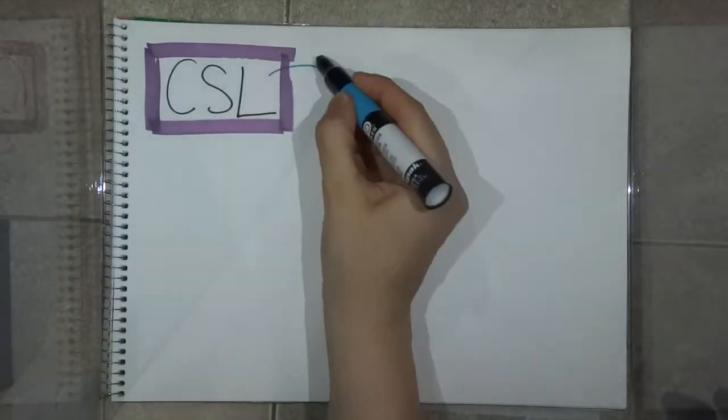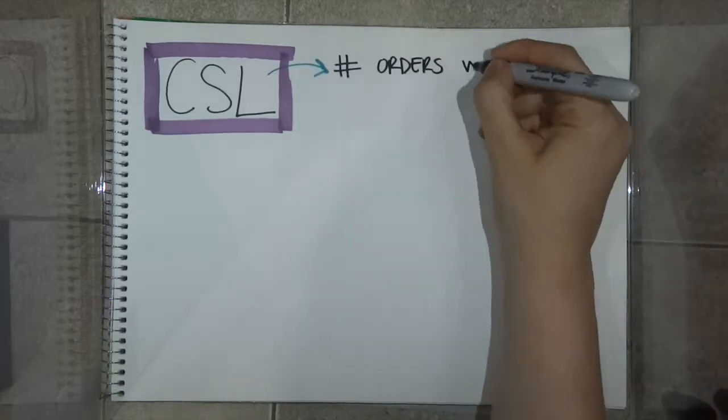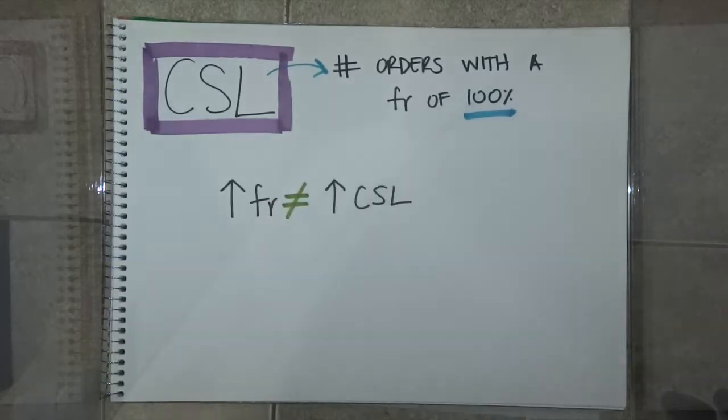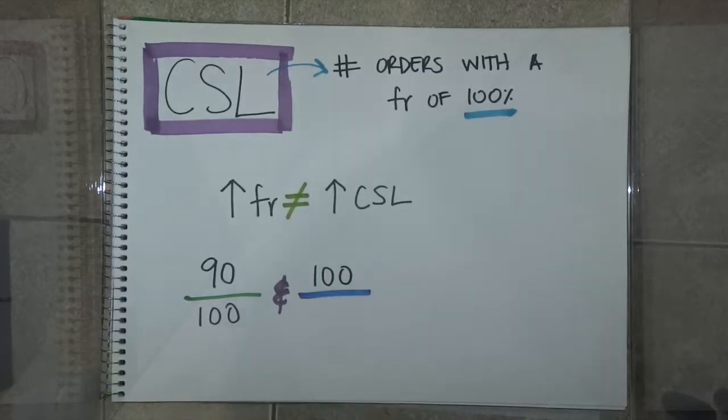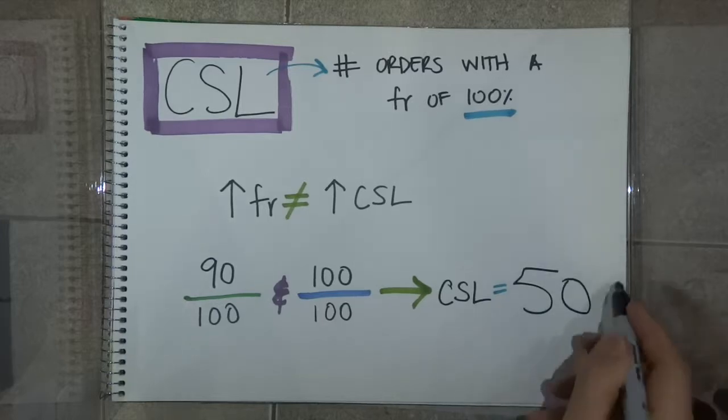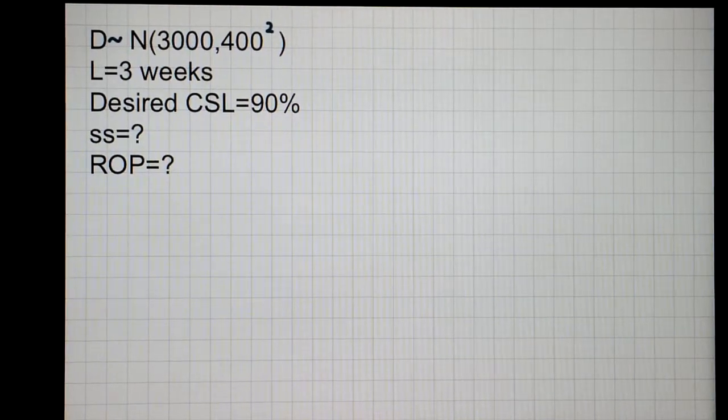The cycle service level. This is the fraction of replenishment cycles in which the whole customer demand is met. So basically, it's the amount of orders you deliver with a fill rate of 100%. This means we can have a very high fill rate, but if none of the deliveries were complete, the CSL will be 0% nevertheless. Using the previous example, only one of the orders was completed properly, so the CSL is 50%.